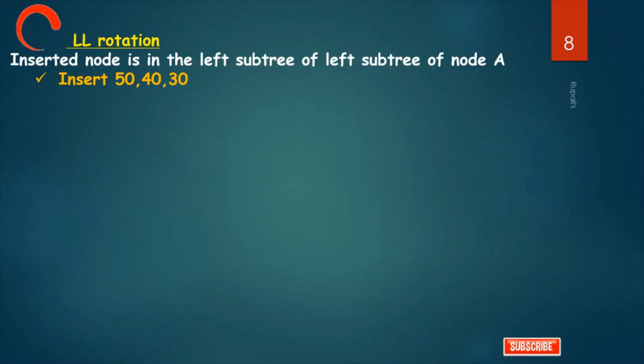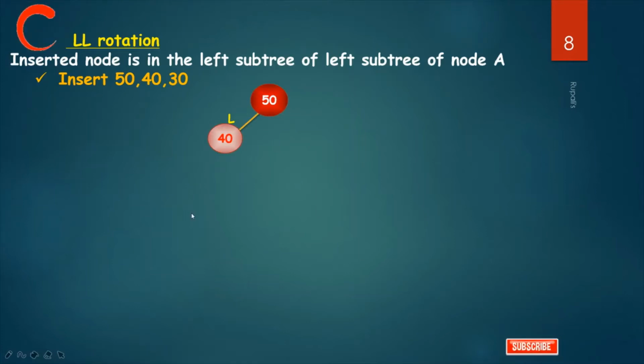First, I want to create a tree using the nodes 50, 40 and 30. Now see, first 50. What is the balance factor of this node? No left child, no right child. So the balance factor is 0. Now I want to insert 40. Because 40 is less than 50, I have to add it to the left of 50. So what is the balance factor of 40? It is 0, and the balance factor of 50 is 1.